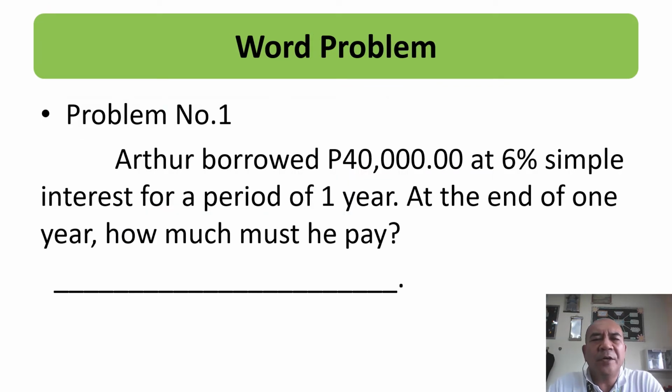Let's begin with a word problem. Problem number 1. Arthur borrowed 40,000 at 6% simple interest. Okay? So he borrowed 40,000 at 6% simple interest for a period of 1 year. At the end of 1 year, how much must he pay? Okay? So you're looking for what? Do you have any idea? And that will be your problem.